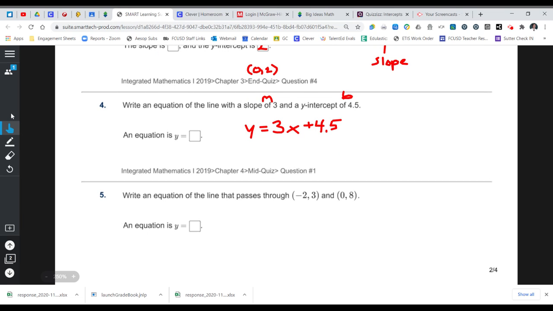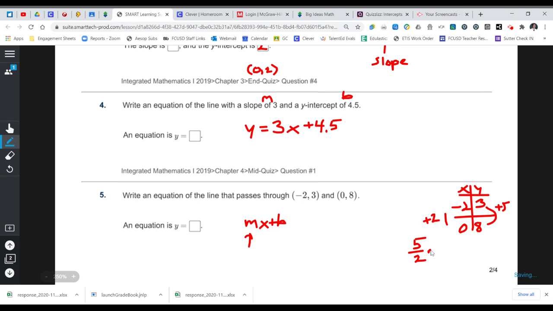Write an equation of a line passing through negative 2, comma 3, and 0, 8. Well, in this case, I still need mx plus b. But what I'm missing here is m, so I need to find m first. So I'm going to go ahead and find the rate of change, or the slope. Negative 2, comma 3 is one coordinate. The next coordinate is 0, 8. And so I find the rise and the run. That's adding 5 and adding 2. So 5 over 2 is m.